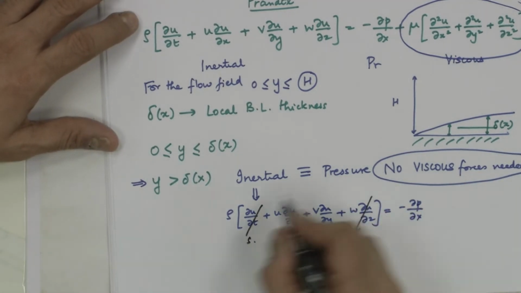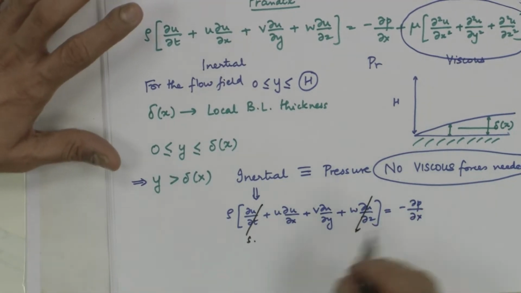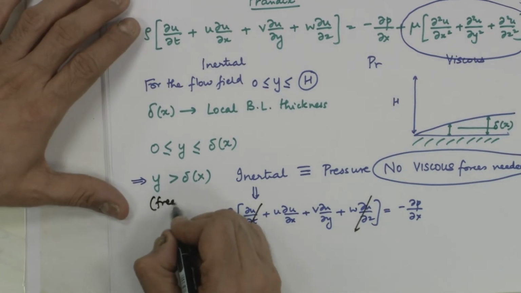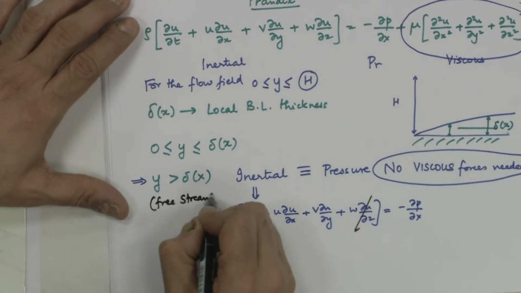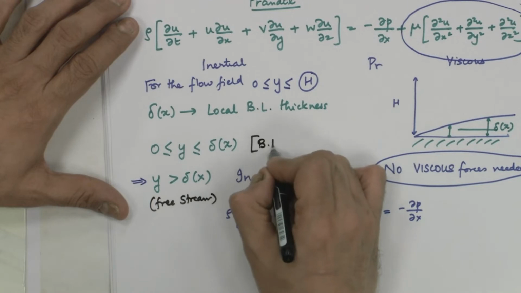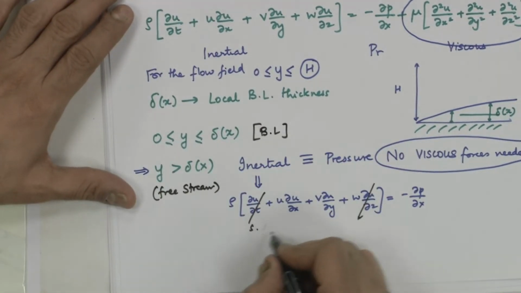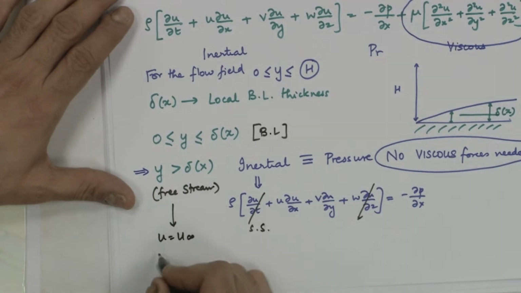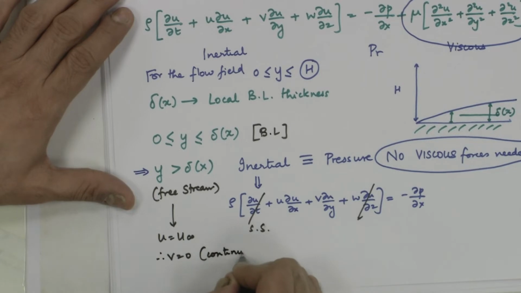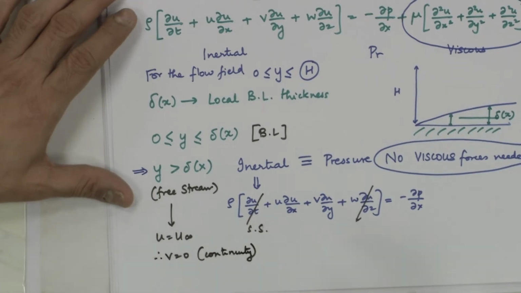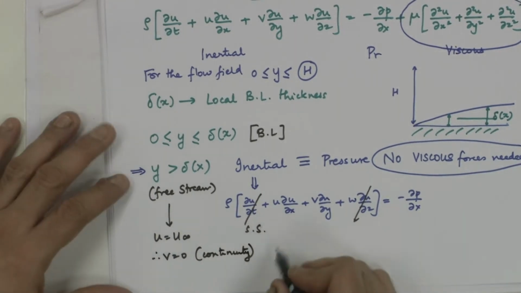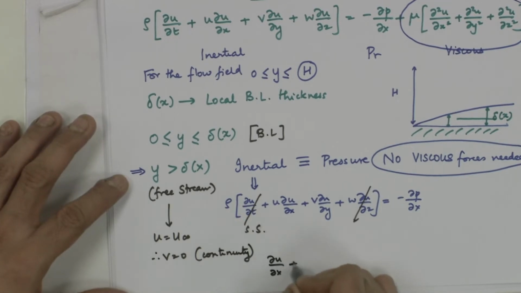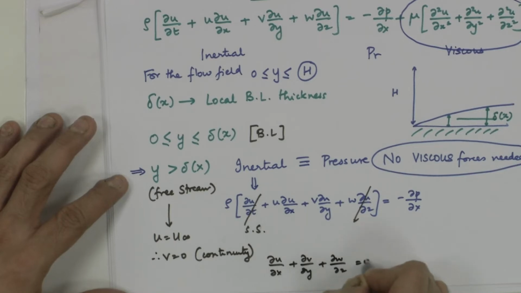So, we would have the free stream, and this is called the boundary layer region. In the free stream, u is equal to u infinity, therefore v is equal to 0 by the continuity equation, correct. Why? Because the incompressible continuity equation is du by dx plus dv by dy plus dw by dz.